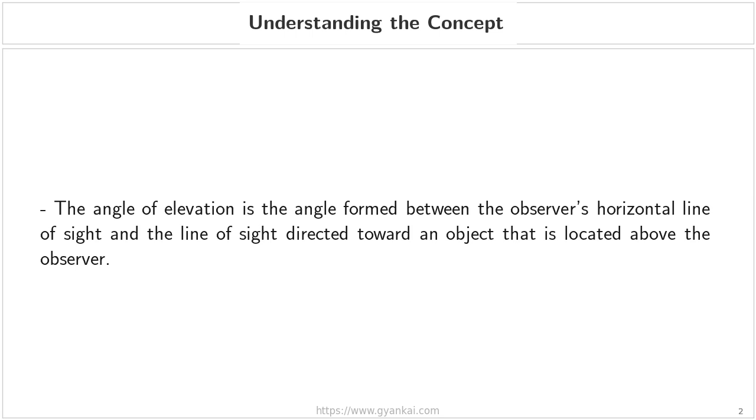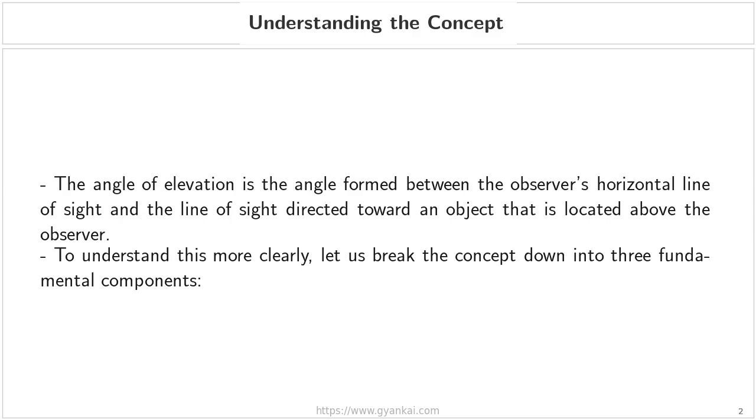Understanding the concept. If you look at the first point, the angle of elevation is specifically the angle formed between two lines. First, the observer's horizontal line of sight, and second, the line of sight directed upward toward an object located above the observer. To make sure this concept is crystal clear, before we move on to visualizing it in the next slide, let's break it down into three fundamental components.